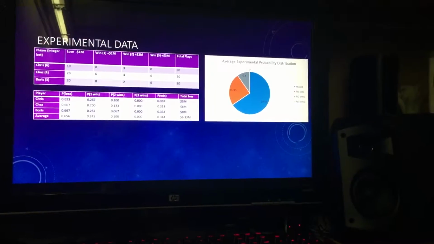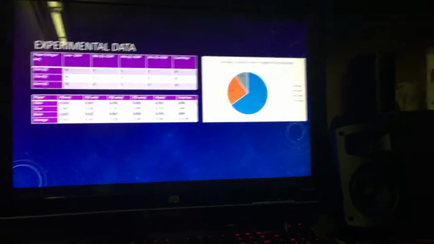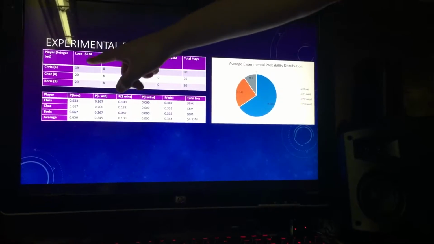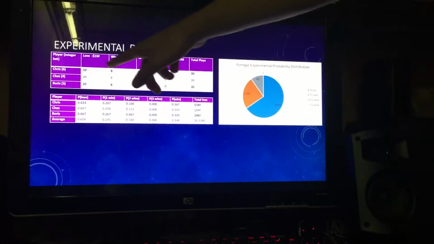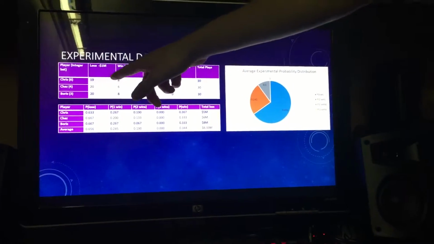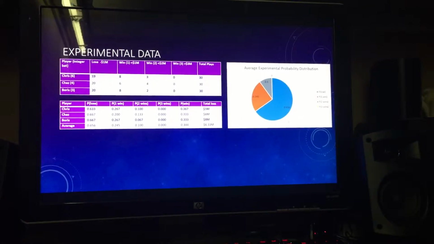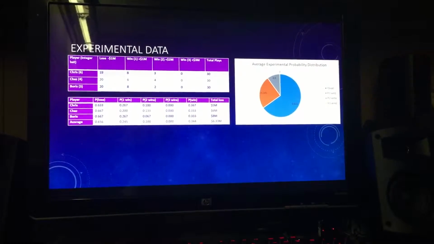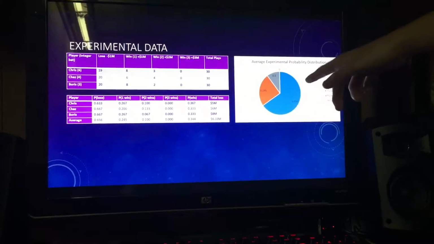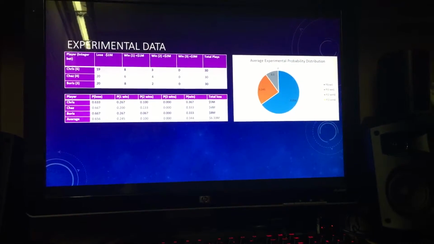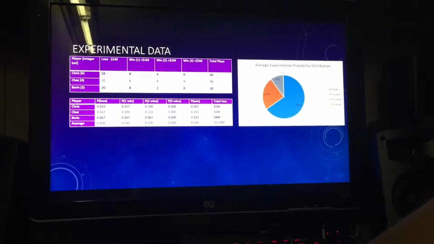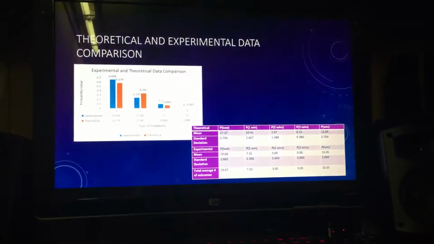Alright, so the actual data that was gained was our experimental data. The first table here describes how many times each outcome came up. So, for example, Chris lost 19 of his 30 plays. The next table here describes the probability of each outcome. And this is a pie chart representing the average experimental probability distribution of all of our values for each player over the 30 different plays.